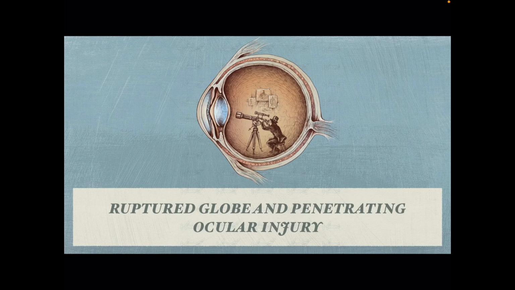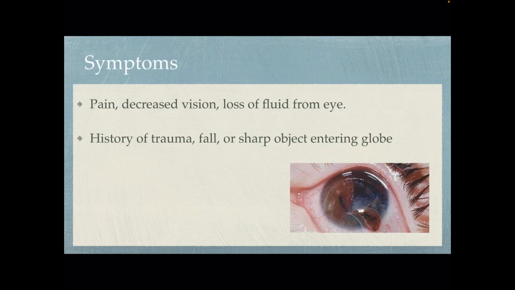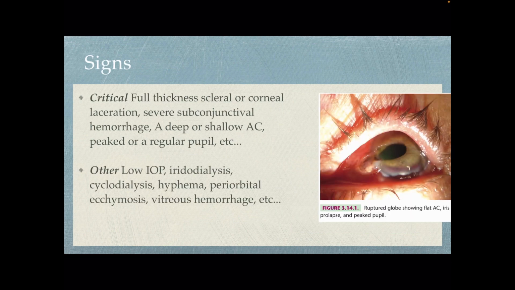So we're gonna talk about ruptured globe and penetrating ocular injury. For the symptoms, the patient will come with pain, usually with a history of trauma, decreased vision, and loss of fluid from the eyes. Not only trauma, maybe falling or any sharp object that could enter the globe. And here you see a very obvious picture of a teardrop sign, we call it, and we'll talk more about that in the signs. So this is another picture.